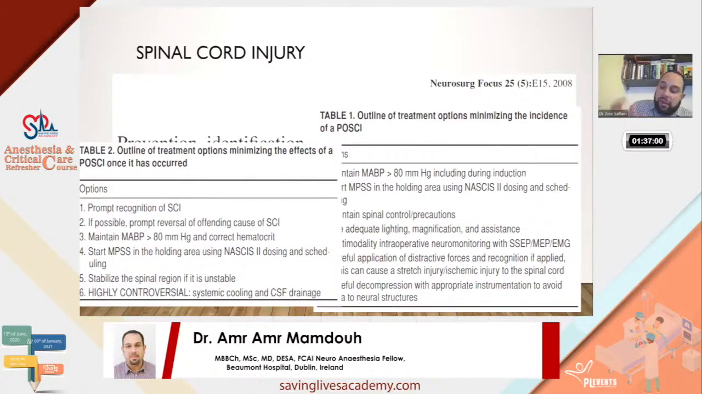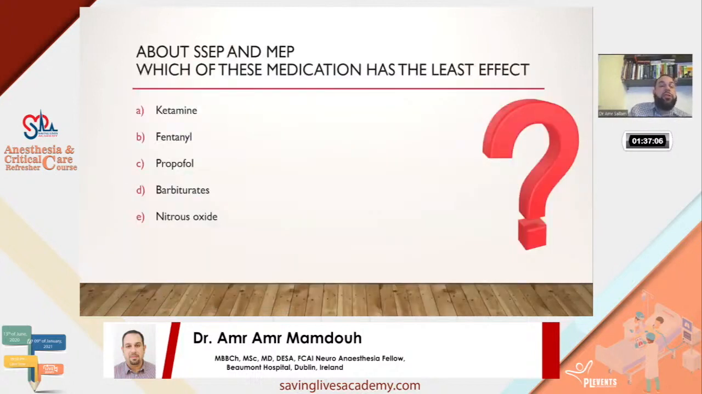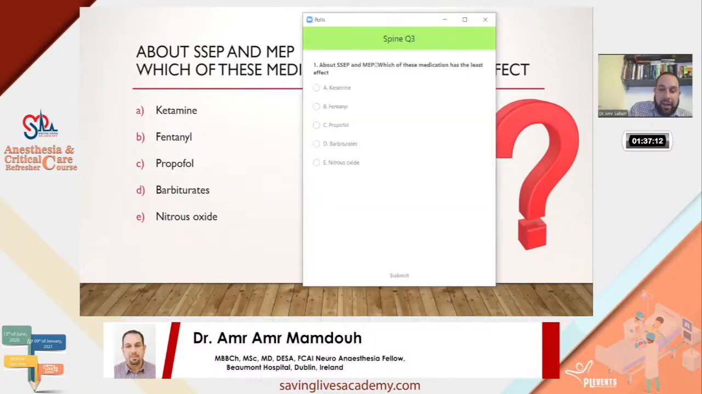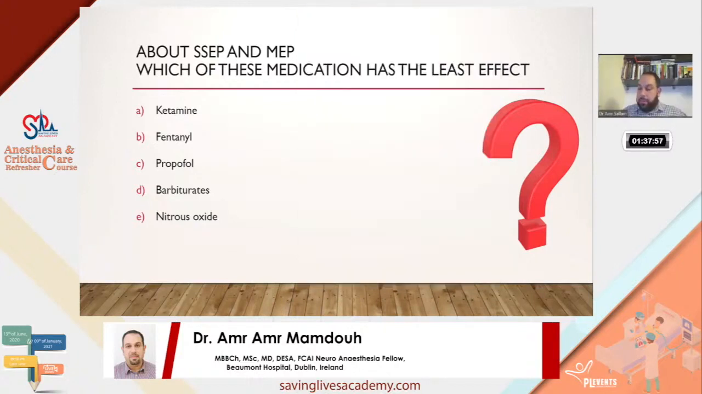I'll ask you another last question about the somatosensory evoked potential itself and the whole neurophysiological monitoring. We are all aware of the effect of anesthetics on neurophysiological monitoring. But what do you think has the least effect? Is it ketamine, fentanyl, propofol, barbiturate, or nitrous oxide? Okay, you have the results on your WhatsApp. Oh, that's a good answer, yes. Most are answering fentanyl, which is the right answer.